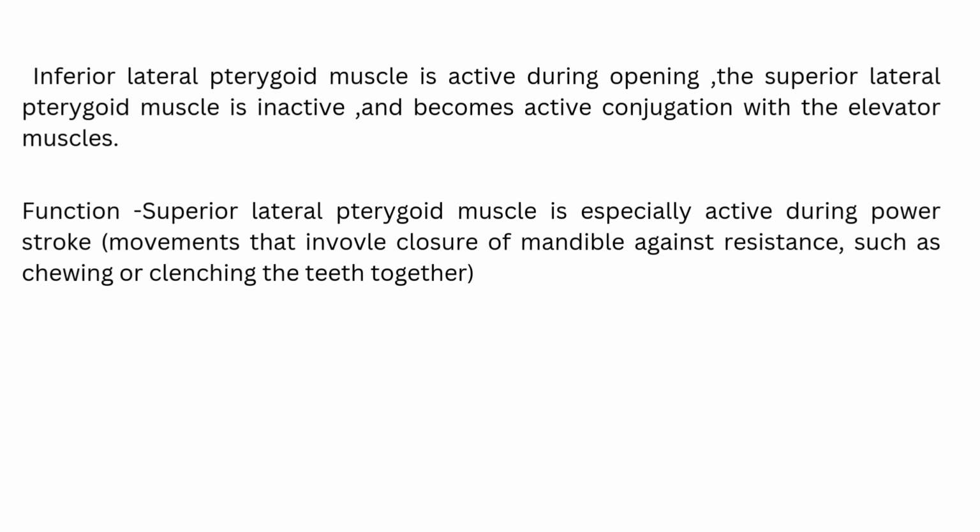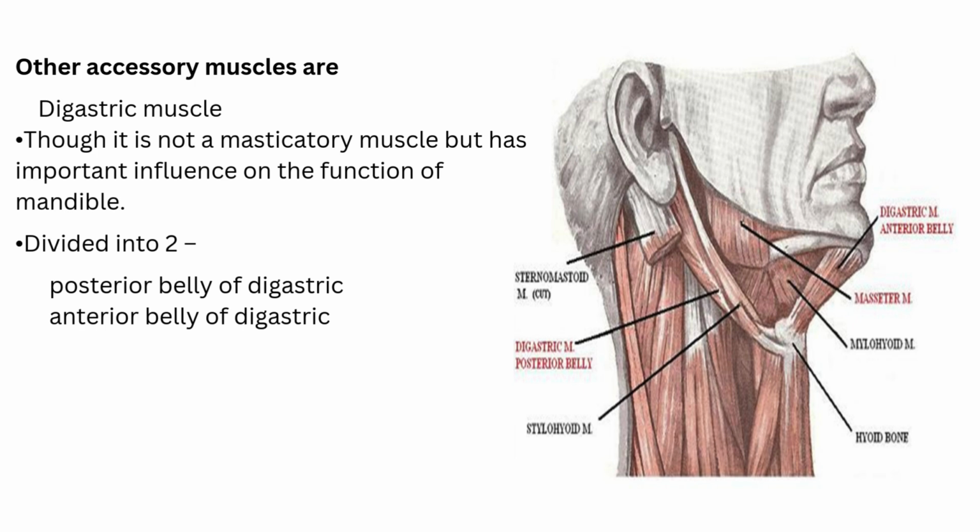The inferior lateral pterygoid muscle is active during opening of the mouth, and the superior lateral pterygoid muscle is inactive during mouth opening and becomes active in conjunction with the elevator muscles. So the superior lateral pterygoid muscle is active during power strokes like chewing or clenching the teeth, where it helps in closure of the mandible during or against resistance.